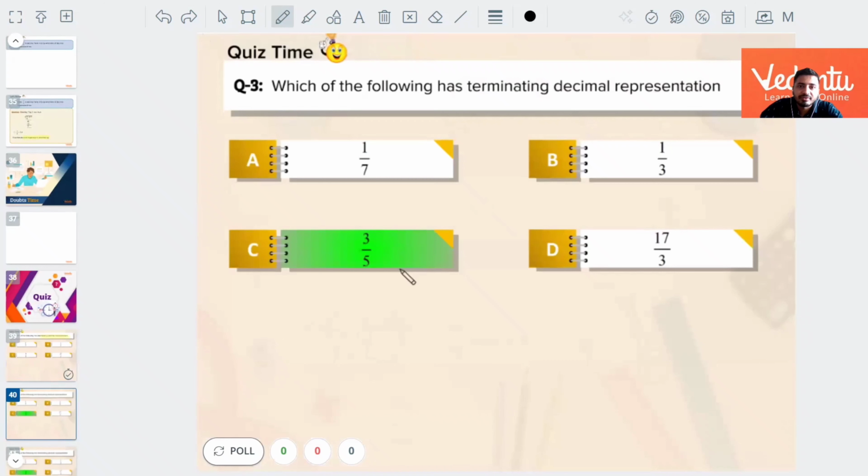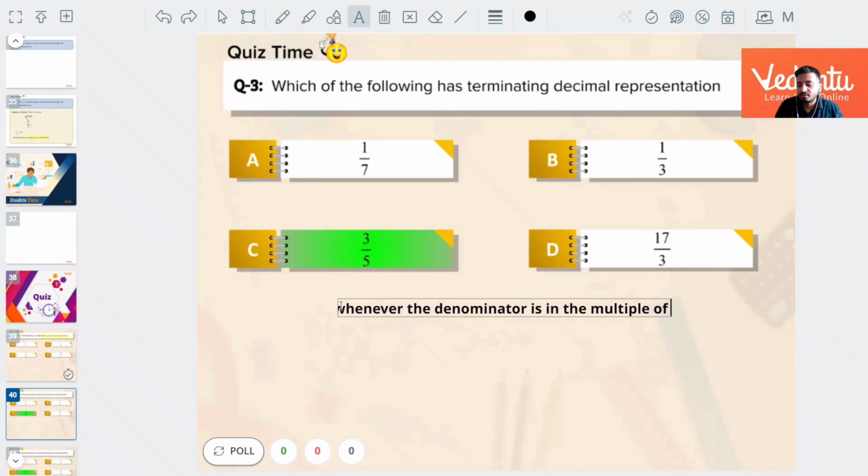The answer is 3/5. Why 3/5? Here is your hint. Whenever the denominator is in the form of 2 to the power n or 5 to the power n, not a multiple, then the base will be either 2 or 5, so it will be terminating.